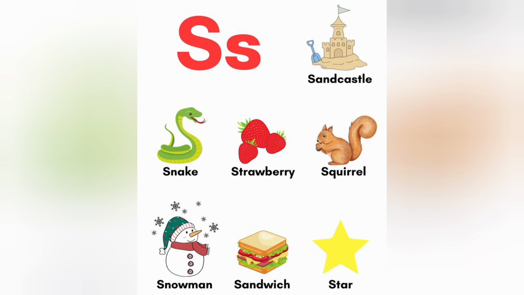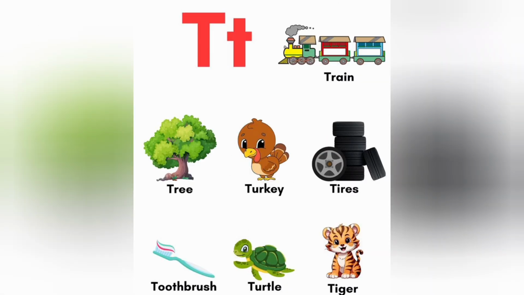Now let's repeat the letter with its sound. S, sandcastle. S, snake. S, strawberry. S, squirrel. S, snowman. S, sandwich. S, star.